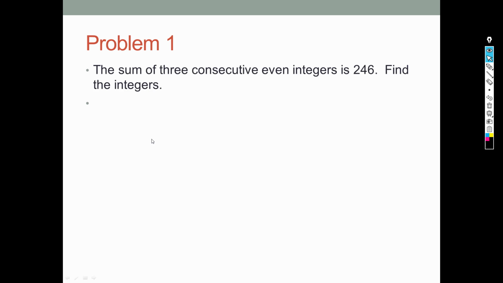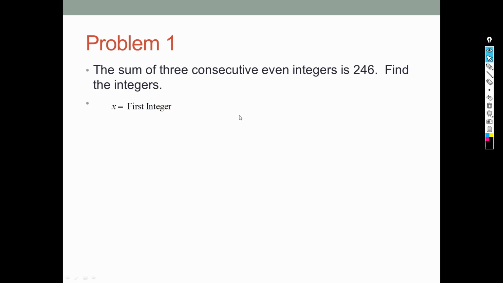Okay, hope you paused the video and tried to work it out on your own. So let's do this. We pick a variable. It could be anything you want, x, y, z, a, b, c, whatever you want. But I'm going to let x equal the first integer. Okay, so now we're talking about consecutive even integers, and there's 3 of them. The sum of 3 consecutive even integers is 246. Find the integers. So let's set x equal to the first one.